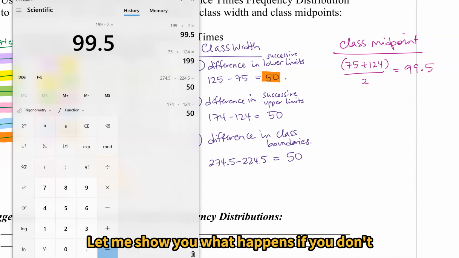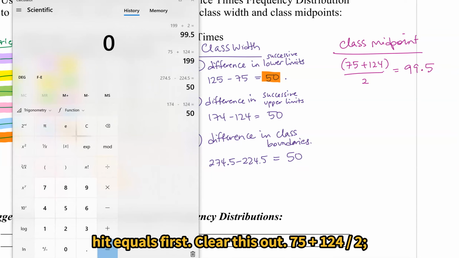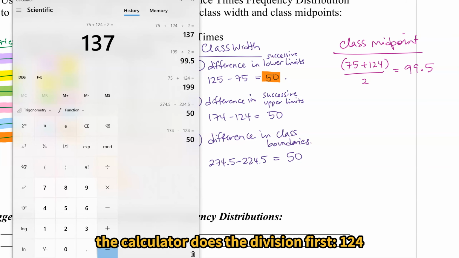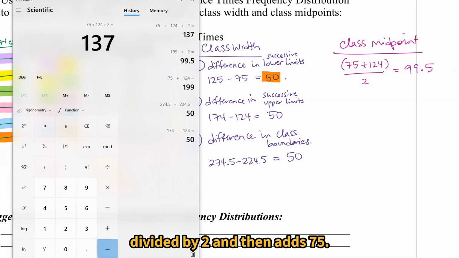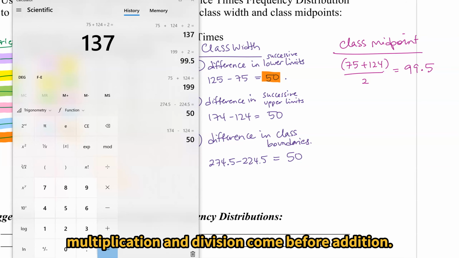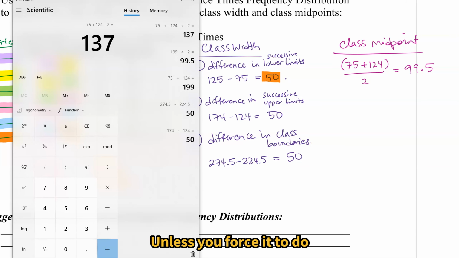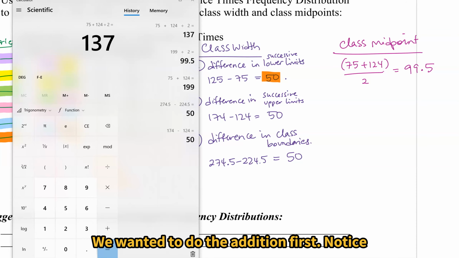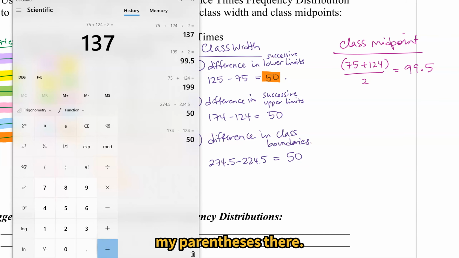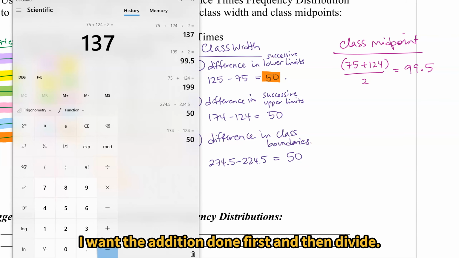Let me show you what happens if you don't hit equals first. Clear this out. 75 plus 124 divided by 2. The calculator does the division first. 124 divided by 2 and then add 75. It's using the order of operations. Multiplication and division come before addition, unless you force it to do the addition first. We want it to do the addition first. Notice my parentheses there. I want the addition done first and then divide.